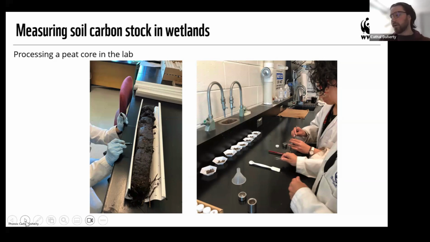And then on the right, we have some of my colleagues that are dividing up the sample into individual sections, and then those will be ground and analyzed further. If you go to the next slide, please, Emily.